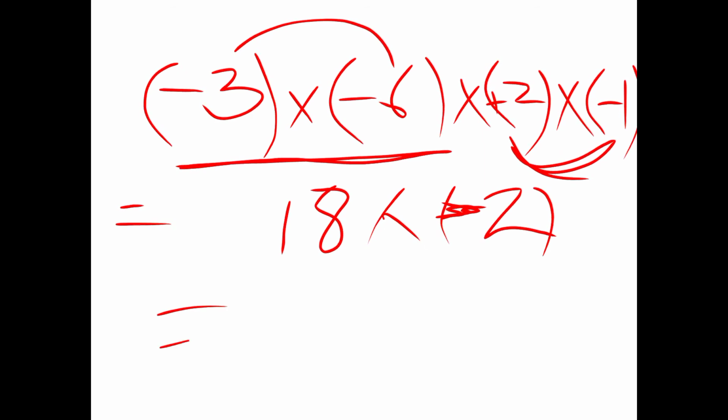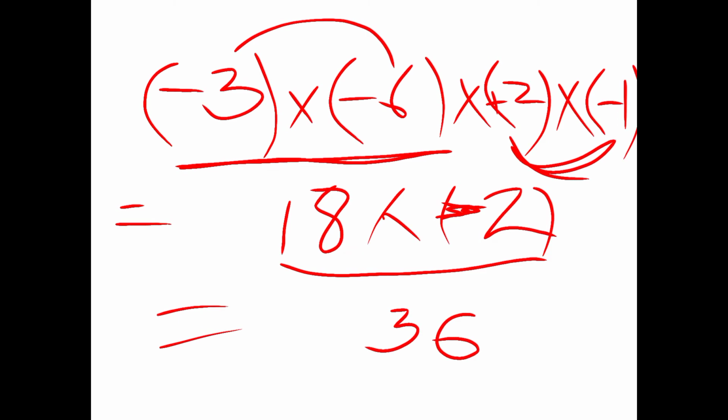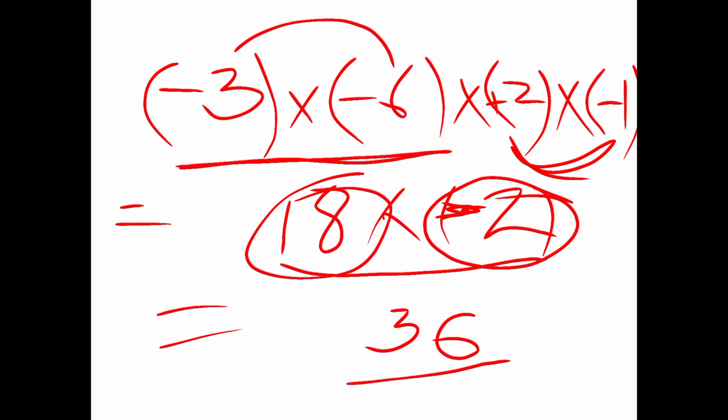Then try multiplying these two numbers. 2 8s are 16, 2 1s are 2, and 1 from carry, it will become 3. So the sign here with 18 is positive, and the sign with this 2 is negative. So since signs are different, our answer will be minus 36.